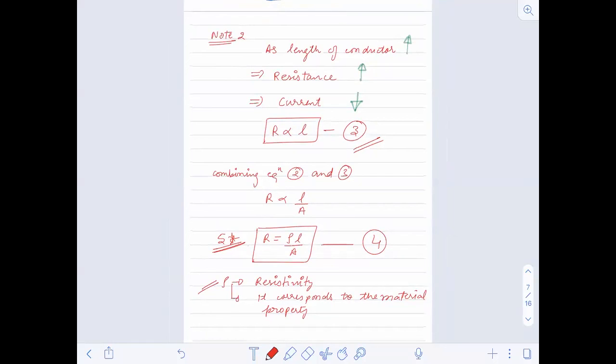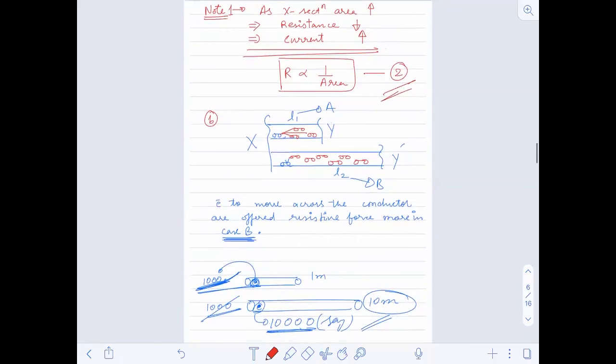So Harit is asking that when cross-sectional area increases, then the amount of material increases, which increases the amount of atoms for electrons to bump into. Shouldn't it increase resistance? Very good question you have asked. I'll get back to you.